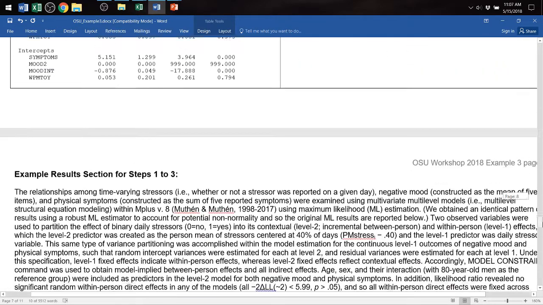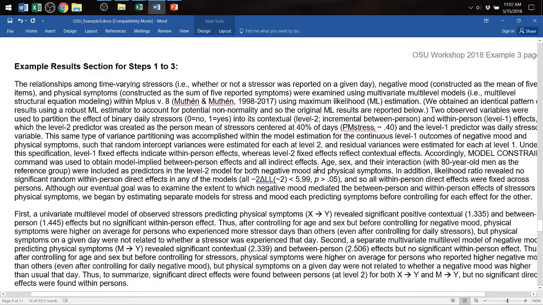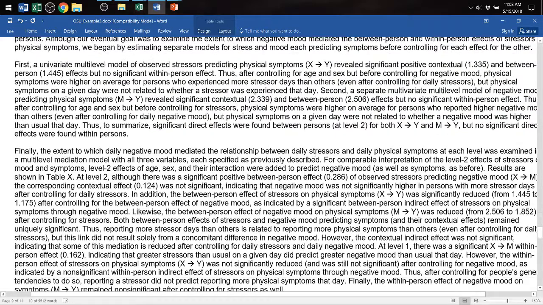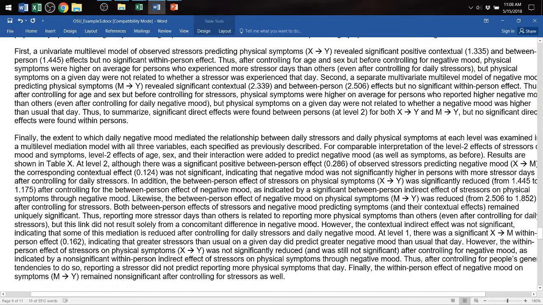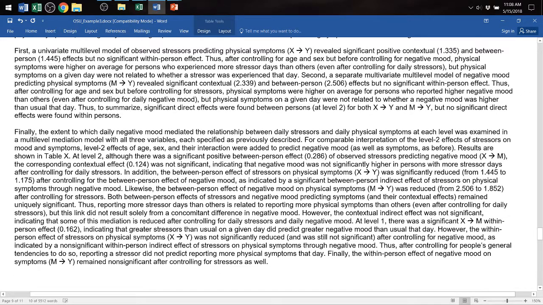And I do have some words, because "different" is not very useful as an explanation. So if I were reporting this, what I would focus on is what the effects were before controlling for the other variable and how they changed. For instance, if I pick out a few sentences here to illustrate, the between-person effect of stressors on physical symptoms, X to Y, was significantly reduced from 1.4 to 1.1 after controlling for between-person negative mood.